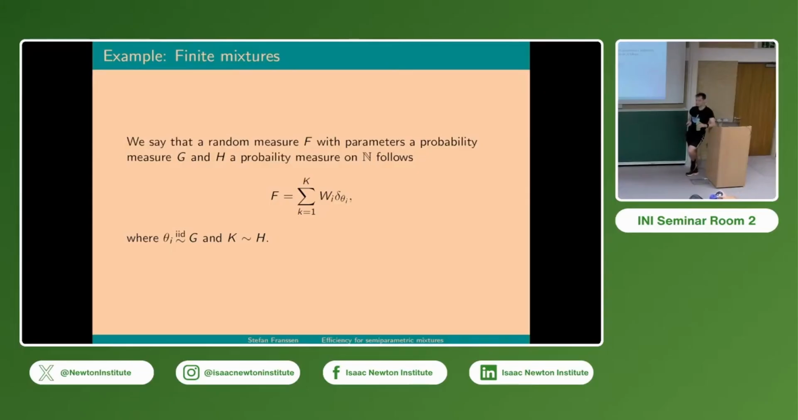This is a very popular choice because then people typically take this H to be, for example, an exponential distribution. And then you get the things that people learn in practice when they don't use Dirichlet processes. And that's how people typically model these things.